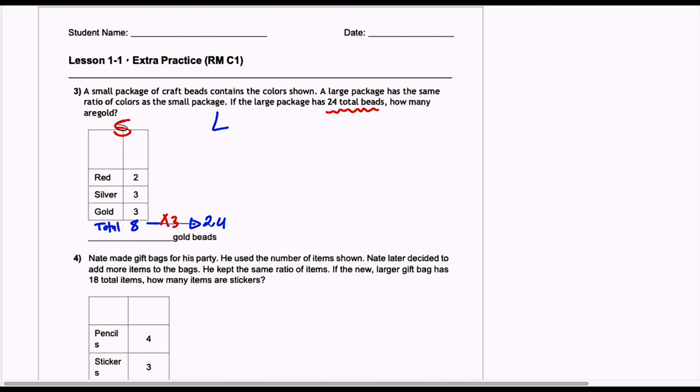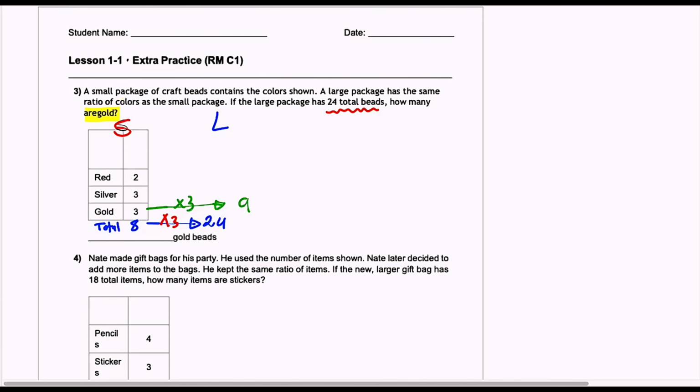But he's asking me about one of them. What is he asking me about? If you go back to the question, he's asking me about gold. Then I have to go to the gold and multiply it by the same scaling factor, 3. So the gold will be changed from 3 to 9.